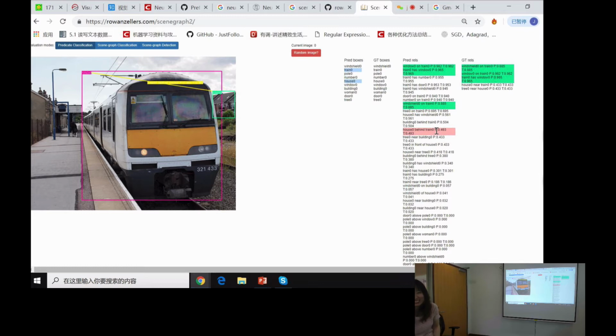They give the prediction, and like the house has window shades. They even detect some small part of the image, and the relation and the object make sense, so kind of correct. And they compare with the ground truth, so the result is quite good, I think.